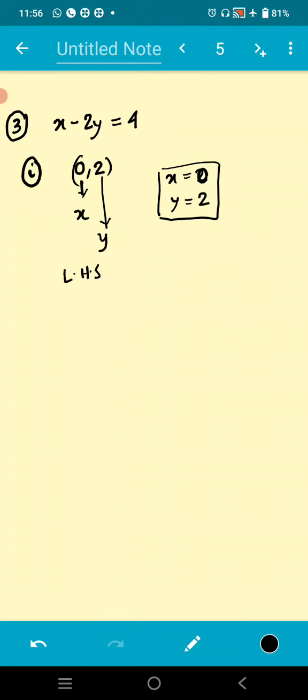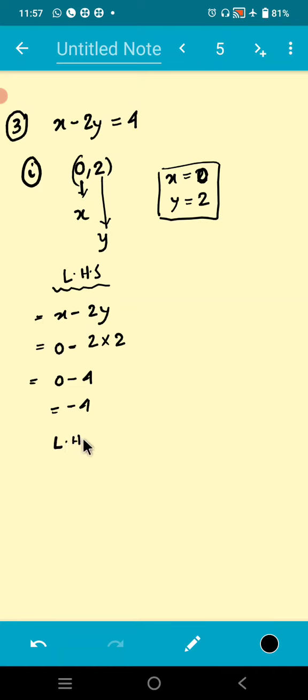When you are checking whether any solution satisfies the equation or not, again you have to go for the LHS and RHS part. So write LHS, that is x minus 2y. In place of x we will substitute the value 0 and in place of y we will substitute 2. Now 0 minus 4 will be minus 4, isn't it? Is the answer matching with the right hand side? No. So LHS is not equal to RHS. So we will write (0, 2) is not the solution. It's not the solution. That's it.